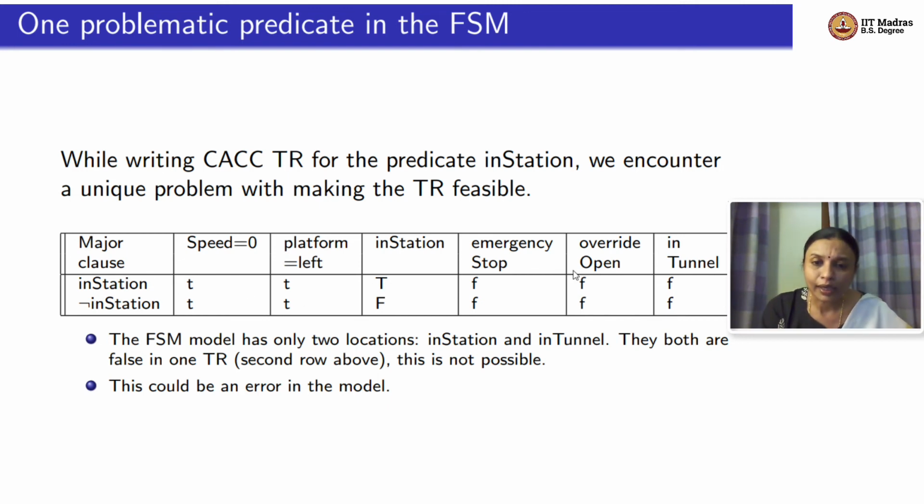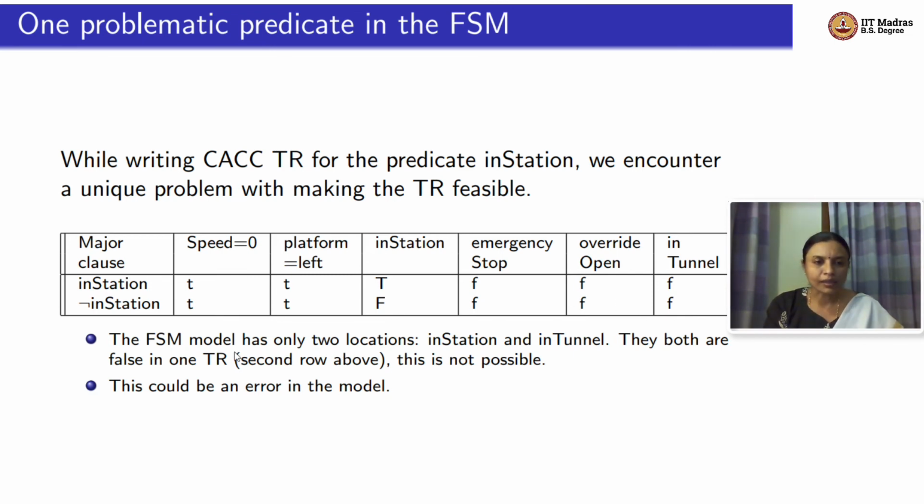Now, if you carefully study this table and understand the realistic meaning of what a train should be, let's say a subway train is going through a subway. Can you ever get a case where the subway train is both inside the station and inside the tunnel? That's not possible, right? Either it's parked in the station or it is moving between two stations and along the way it is inside a tunnel. But if you study this truth table, there is a situation where the finite state model is neither in station nor in tunnel.